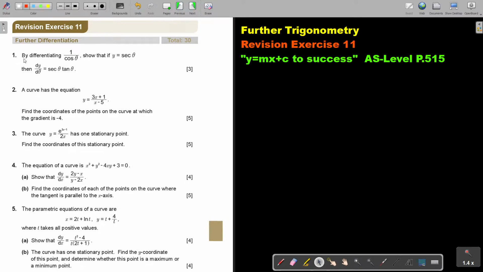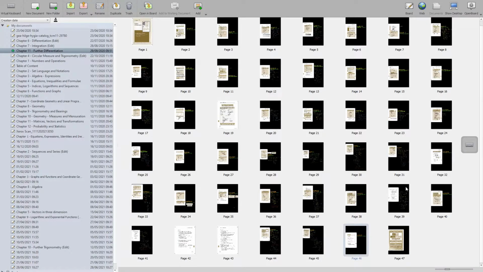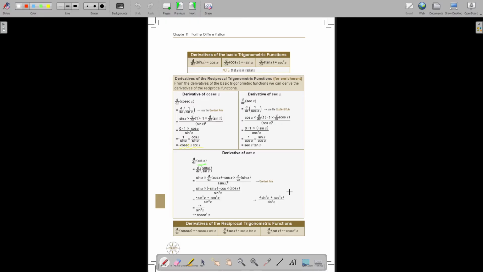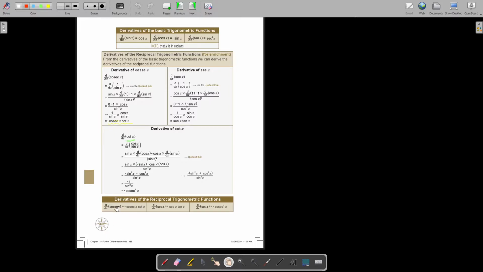Okay, let's start. By differentiating 1 over cos theta, show that if y equals sec theta, which is actually the same, then dy over d theta is sec theta tan theta. Now, this is very important, I want to show you documents on page 488. I did that for you, and I'm going to give you the clue. It's good that you memorize this also, but rather memorize the method.